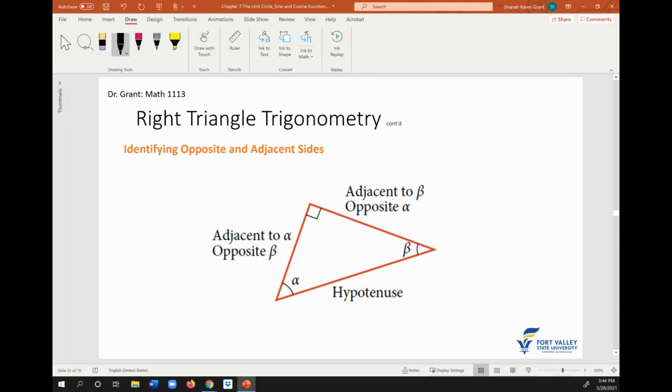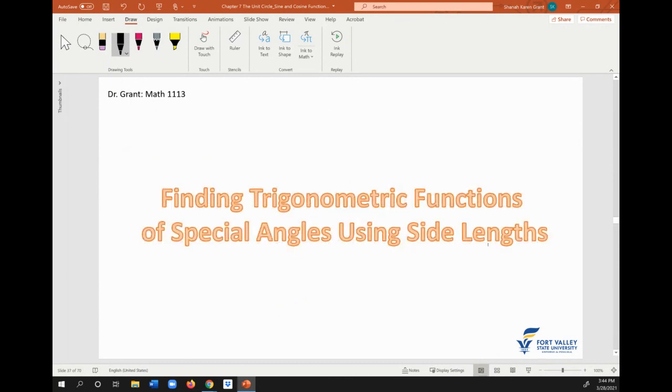So this side is opposite alpha, but it's adjacent to alpha. This one is adjacent here. Once you're able to correctly establish these, you can plug them into your trigonometric ratios. Now we're going to find trigonometric functions of special angles using side lengths.